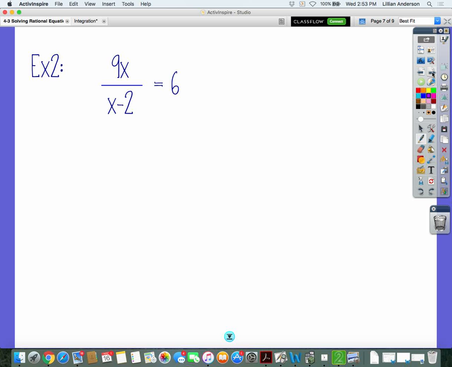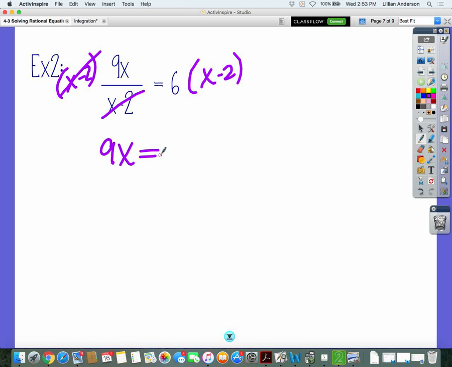All right, hit me with it. Yes, get rid of the denominator. I don't have any extra terms over here, so I can just go straight into multiplying both sides by x minus 2. Again, no extra terms there, so I can just go straight into this. What happens to the x minus 2's on the left side? So I'm just left with a 9x. And now I can just solve this out nice and simple.